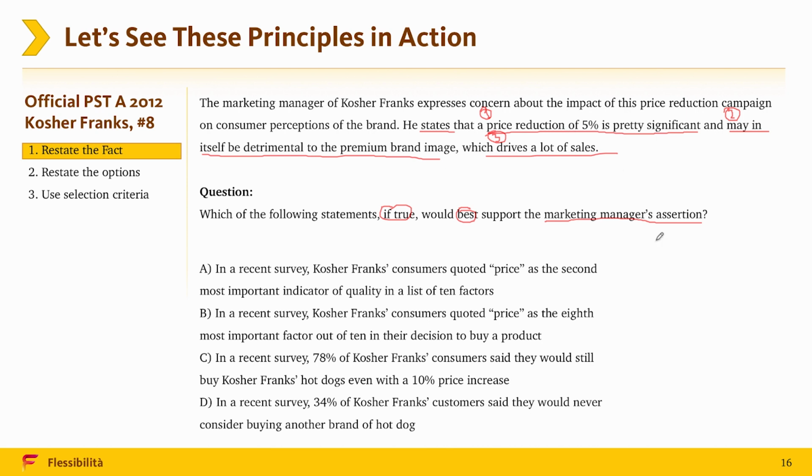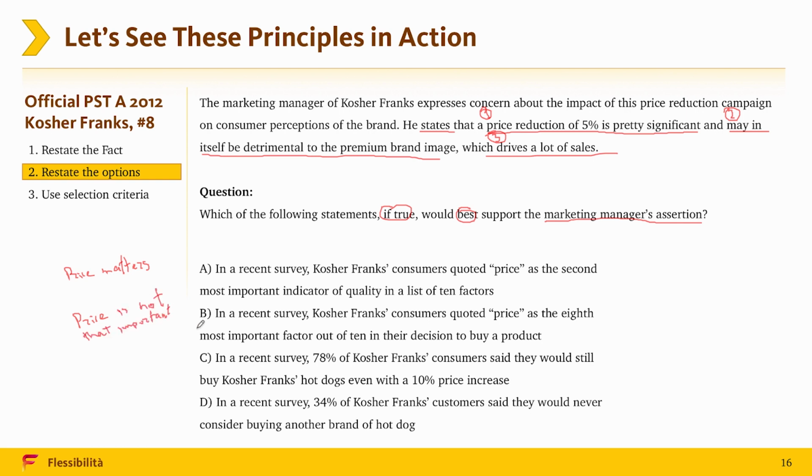Now let's look at the options. A, in a recent survey, Kosher Franks consumers quoted price as the second most important indicator of quality in a list of 10 factors. So A basically means price matters. B, in a recent survey, Kosher Franks consumers quoted price as the 8th most important factor out of 10 in their decision to buy a product. So B means price is not that important.